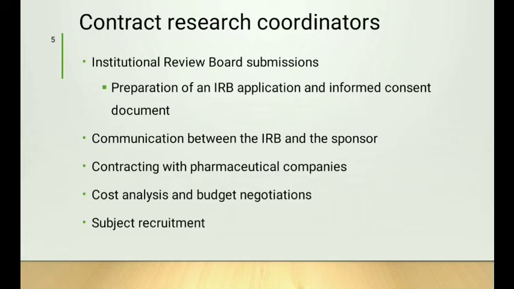Contract with the pharmaceutical company. So they have to contact the pharmaceutical company, and do cost analysis and budget negotiation. They have to analyze the cost of the clinical trial and negotiate the budget for the clinical trial with the clinical site investigator as well as the company, and they will handle subject recruitment. So they will help the investigator with subject recruitment, or clinical trial participant recruitment.